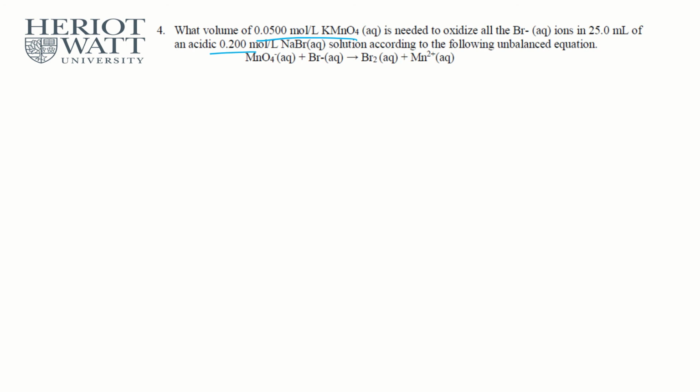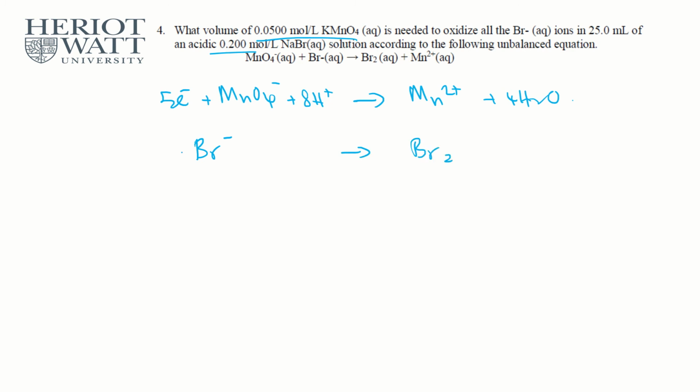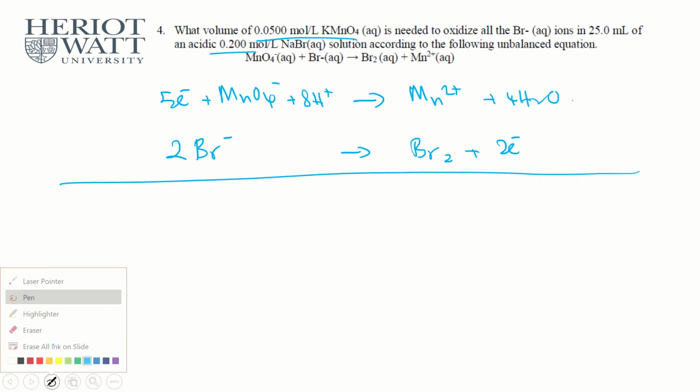Both, we need the overall equation to get the mole ratios. So MnO4 minus, the same thing like just now, you're changing to Mn2 plus. If you still remember, you can just put in 8 hydrogen plus 5 electrons. All right, and then here is 4H2O. That's the half equation. Next is bromide changes into bromine. So to balance, I need 2 bromides. To balance the equations, I need to put 2 electrons here in terms of charge. So done.